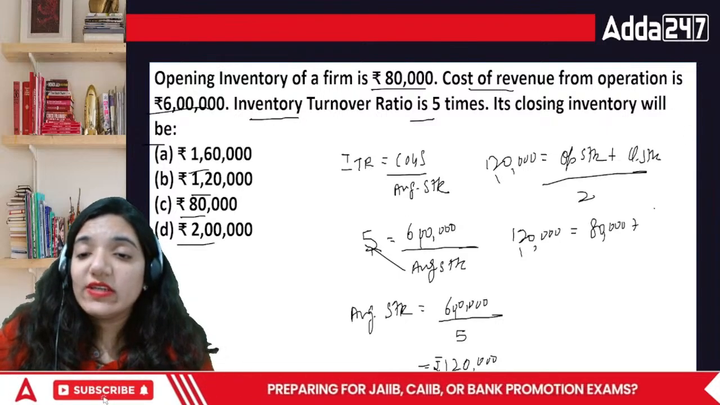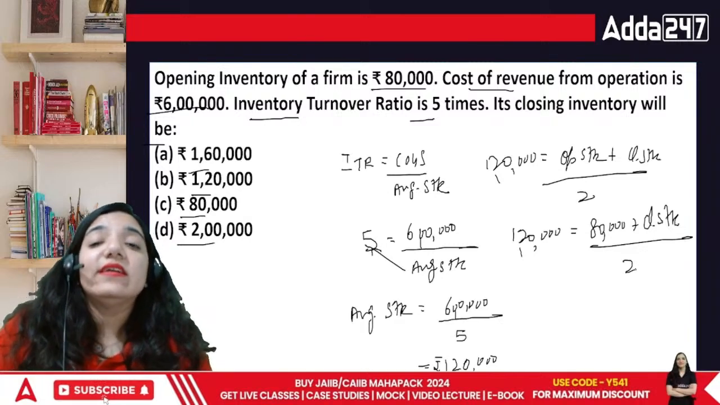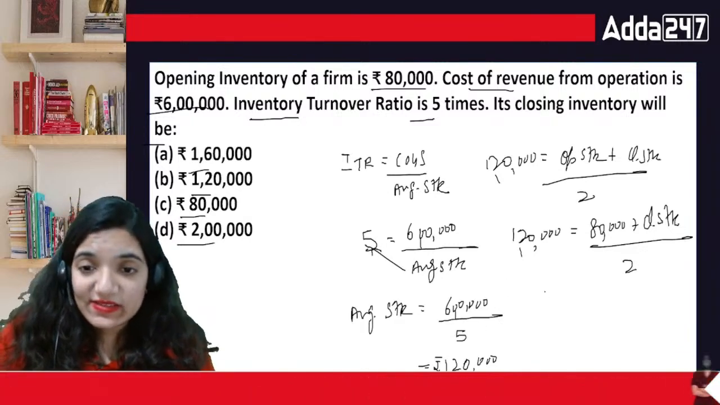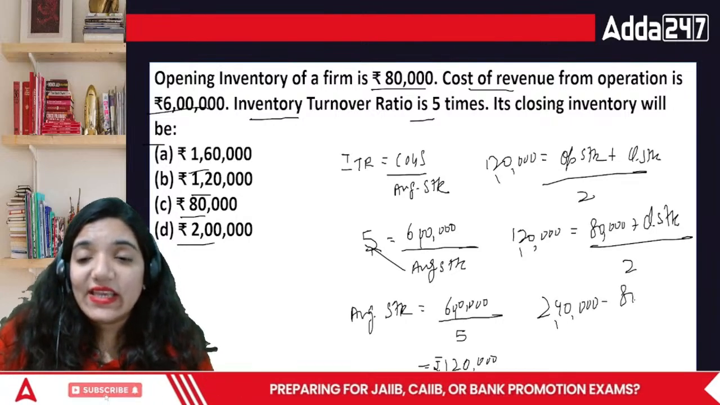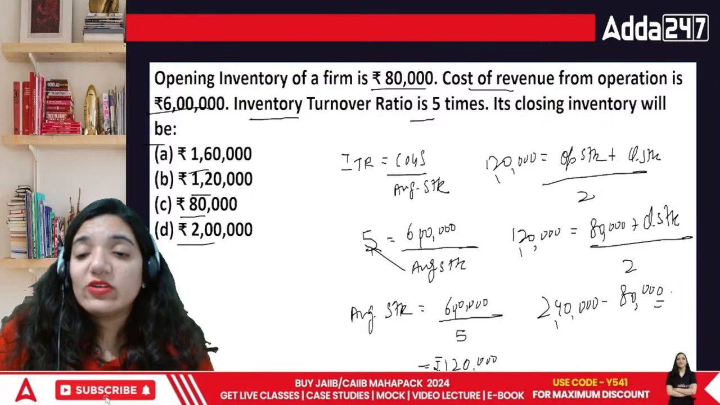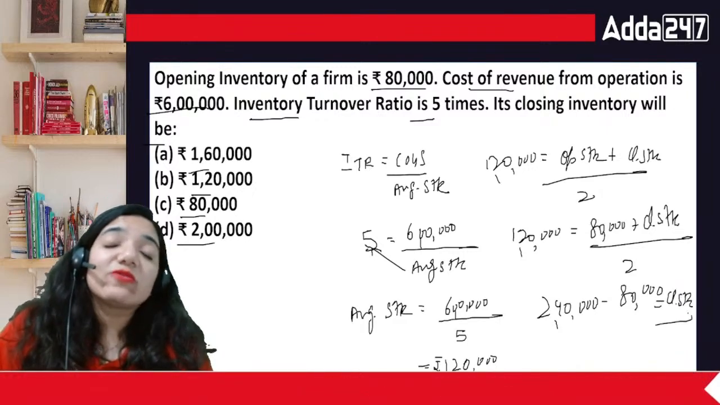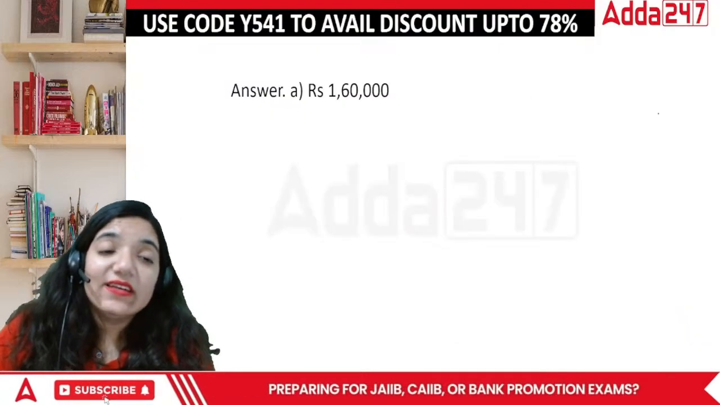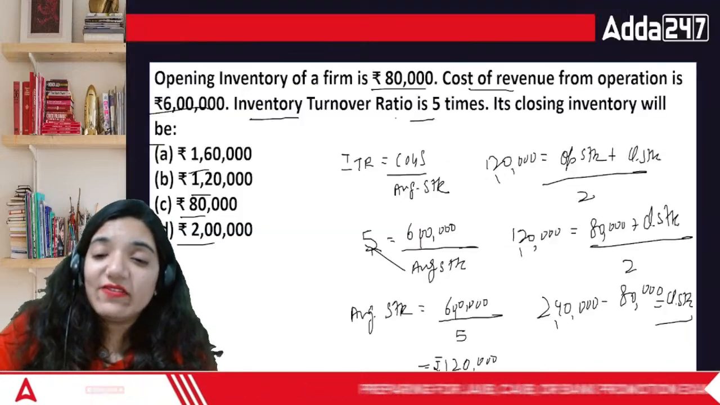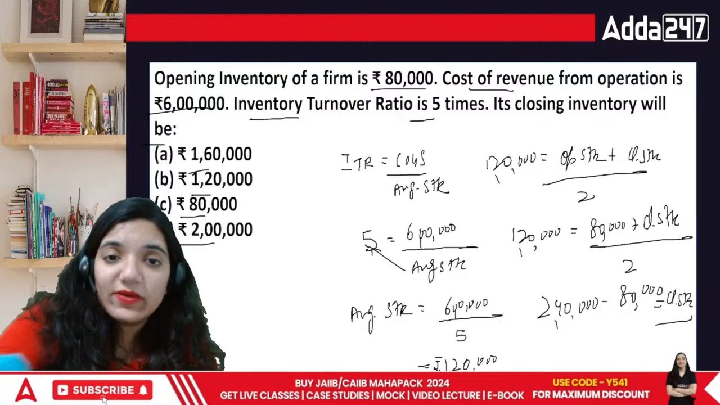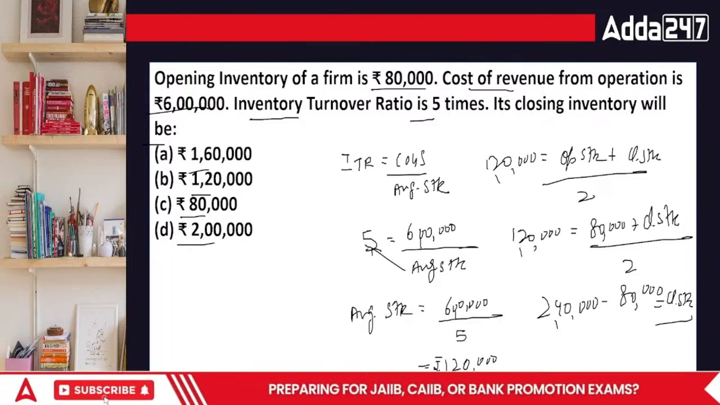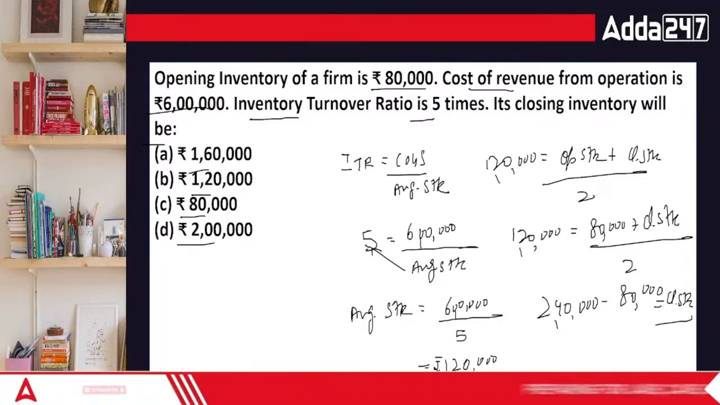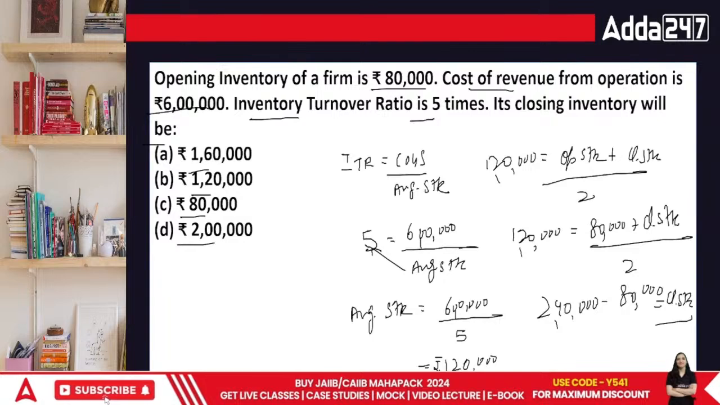The value in this question is 80,000 plus closing stock divided by 2. Now from here we will calculate the exact answer. This will turn out to be 2,40,000 minus 80,000 is equal to closing stock. So the closing stock comes out to be 1,60,000. Done everyone? Just look at the question. I hope it is helpful for you. Just give a quick look to it. You will be able to understand the concept.